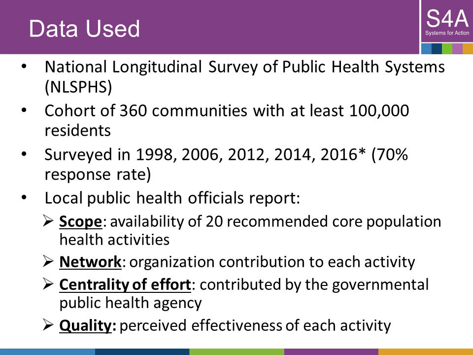So in the survey, local public health officials report on a few different dimensions. Scope is the availability of 20 recommended core population health activities. Network is the organization contribution to each activity, so they ask about which organizations in the community are helping to provide these. Centrality of effort: we ask which activities are contributed by the governmental public health agency. And then we try to get at quality a little bit, so we ask about the perceived effectiveness of each activity.